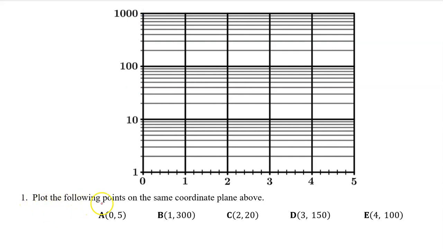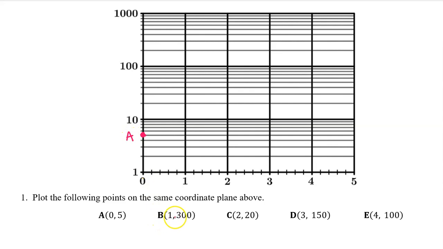Number 1, plot the following points on the same coordinate plane above. The point A is at 0, 5. So we start off at 0 on the horizontal, and this is number 1. So then it's 2, 3, 4, 5, and point A is going to be right here.